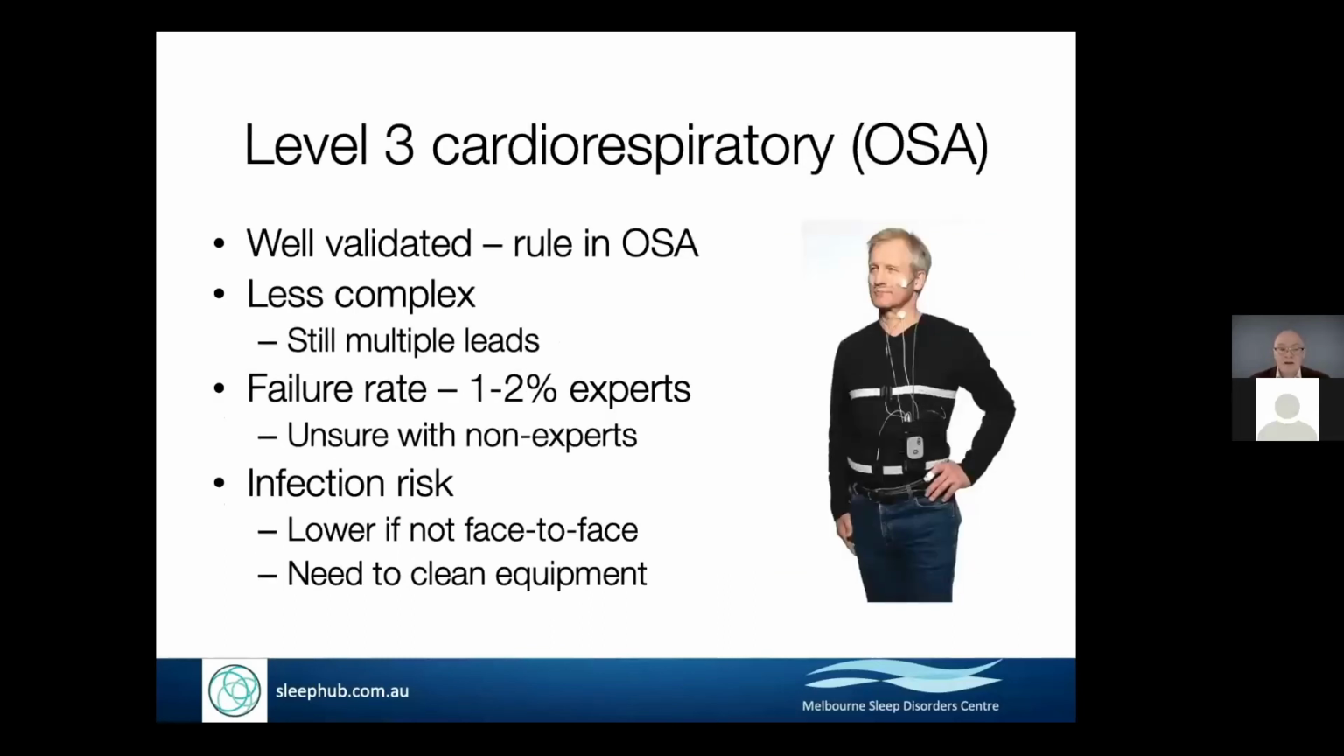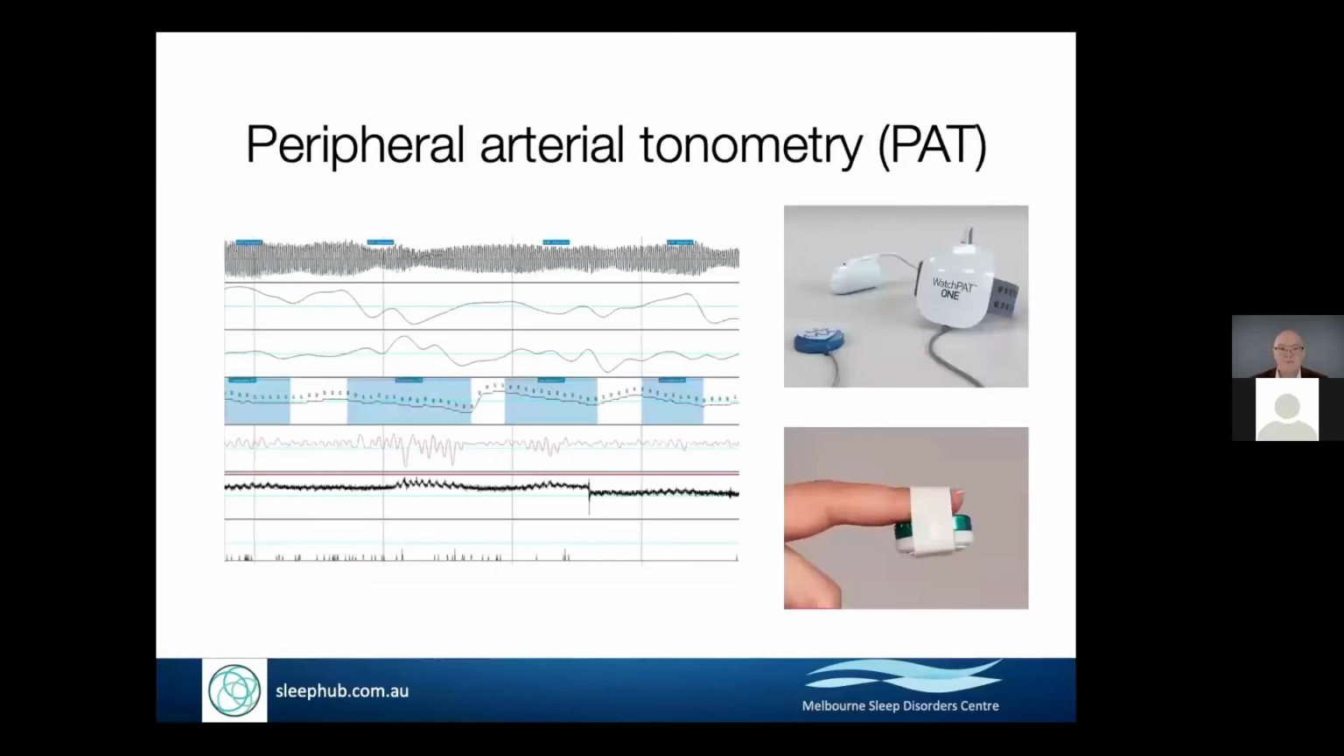You can simplify things a little further with a cardiorespiratory test. There's a level 3 test, but there's still quite a number of leads, often around 7 leads or so. So in this example, there's 2 respiratory leads, a nasal airflow, a thermocouple, pulse oximetry, ECG. So there's still equipment that needs to be cleaned. So you've got to consider the infection control implications of that. And the failure rate's a bit less than for the more complex level 2 studies, but it's still significant.